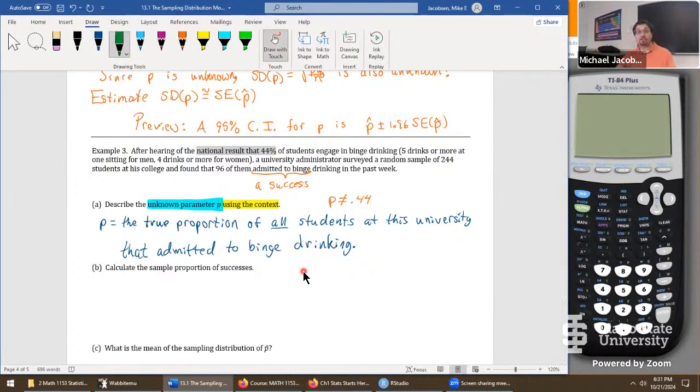Now, part B is kind of tricky. When it says calculate the sample proportion of successes, what we need to know is anytime this comes up, you're literally calculating p hat. To calculate p hat, we do need a sample size. Let's take a look at this problem again. University surveyed a random sample of 244 students. So let's go n equals 244 students.